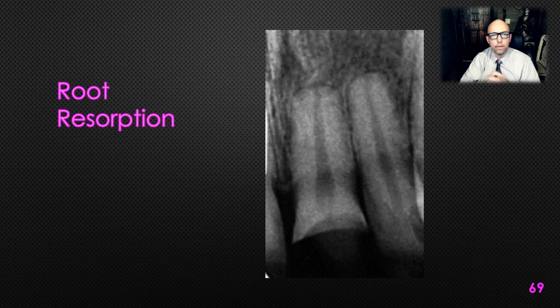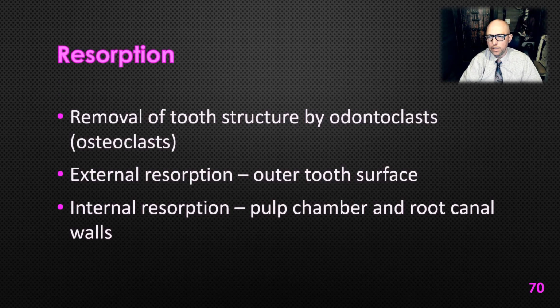Okay, so root resorption, which is really common. You see it mostly on the external of teeth, but we'll talk about the difference between external and internal. This is caused by resorption of tooth structure by odontoclasts. These cells are resorbing the outside of the tooth or inside of the tooth. For internal resorption, it comes from the pulp chamber and from the root canal walls. So what we expect to see with internal resorption is that the root canal looks like it has widened in that area. External resorption, just like it sounds, comes from the outside.